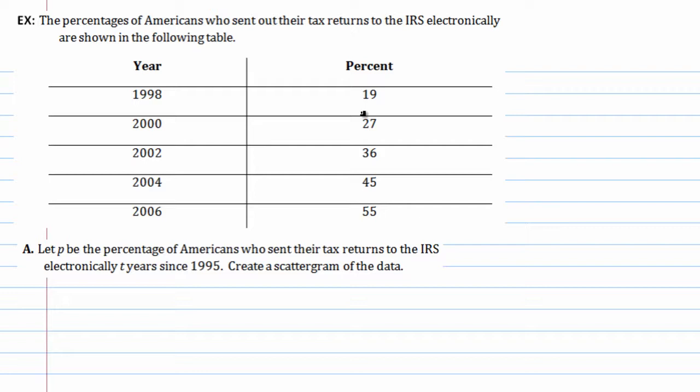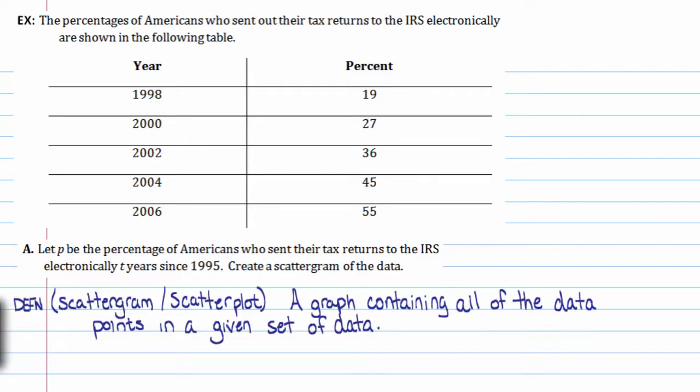So now that I've said the word, I should probably define it. My definition is going to be both for scattergram and scatter plot. They basically mean the same thing. Those words are used interchangeably. All it is, is a graph containing all the data points in a given set of data.